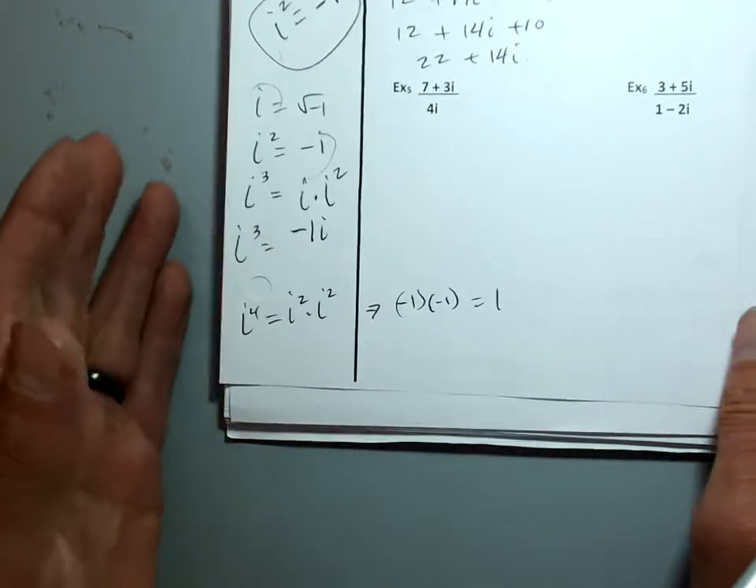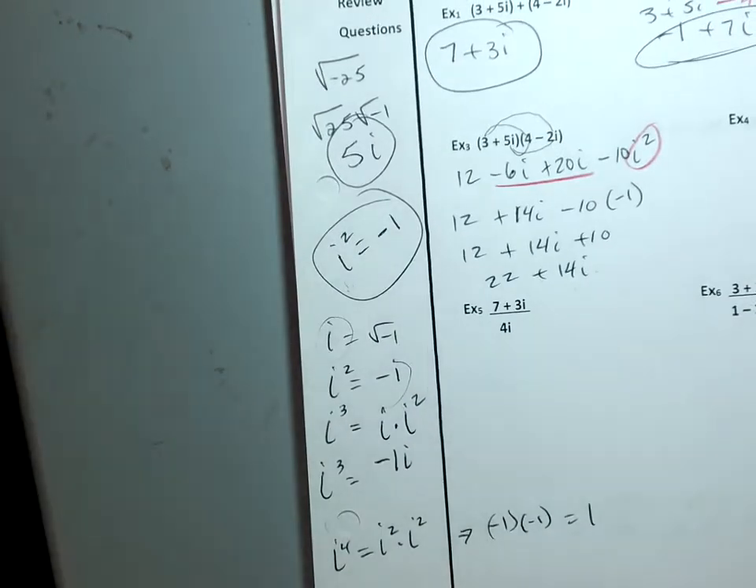So let's write this on the board. i is just i. i comes from the square root of negative 1. i squared is negative 1. i cubed is negative i. i to the 4th is plain old 1.